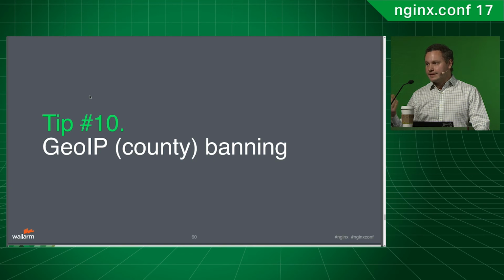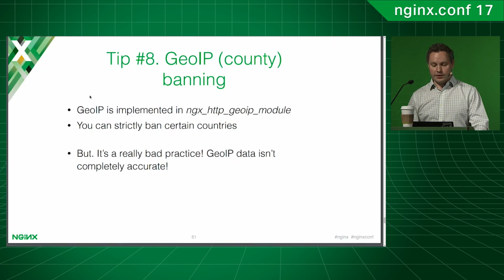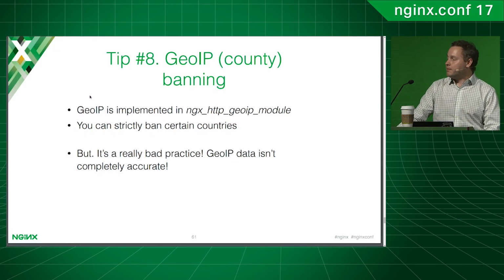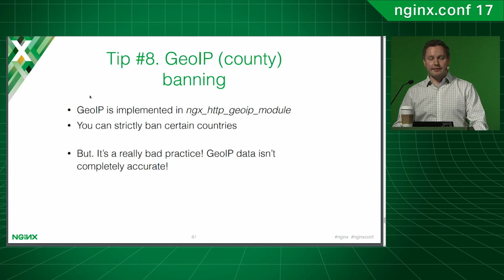GeoIP banning. Of course, if you know that you don't want traffic from some particular countries, you can use GeoIP as well. There is a special module for this, the HTTP GeoIP module. A lot of companies are using it. The problem is that GeoIP is often not accurate, so you need to be very careful with this. It will not help you against sophisticated attacks. For sure, it will not. But to stop some malicious bots, it's probably a good thing to do.